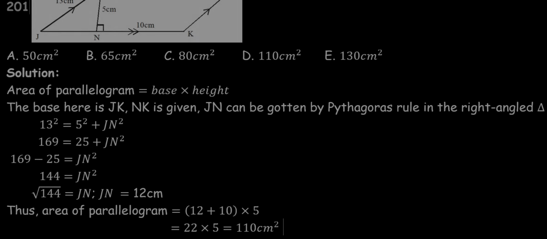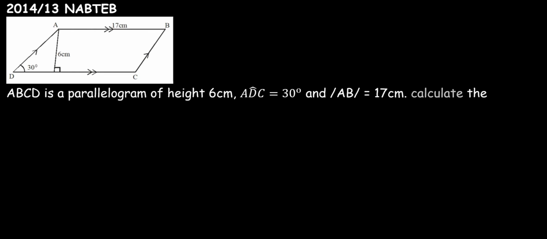Another example, 2014/13 NAPTEP. The diagram of the parallelogram is given. Next, we have ABCD is a parallelogram of height 6 cm. Angle ADC is equal to 30 degrees, and distance AB is equal to 70 cm. Calculate the perimeter. The options are given.